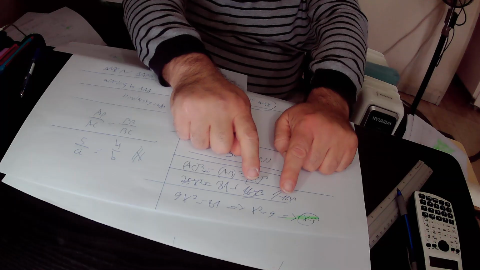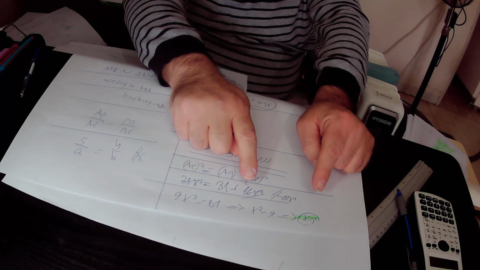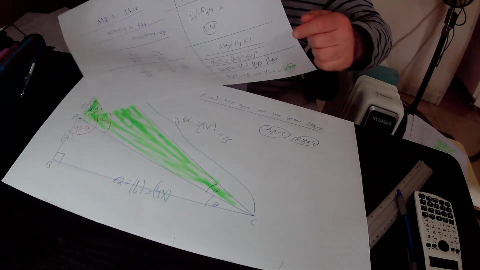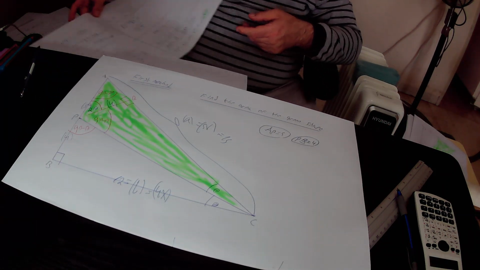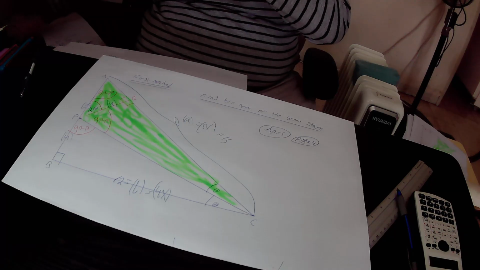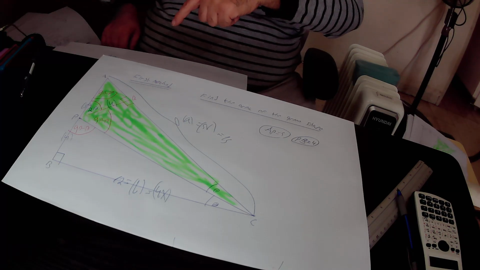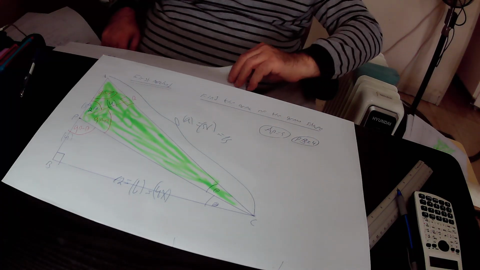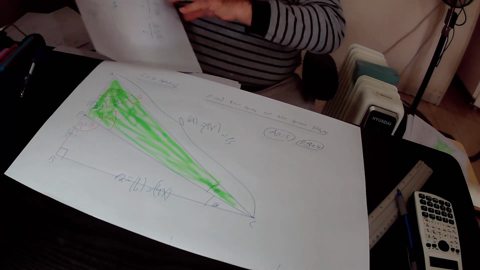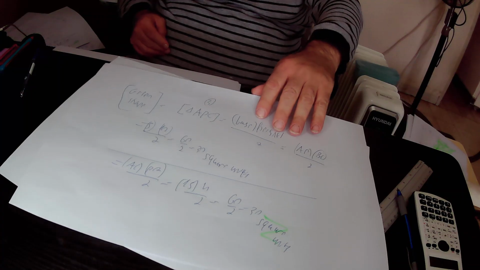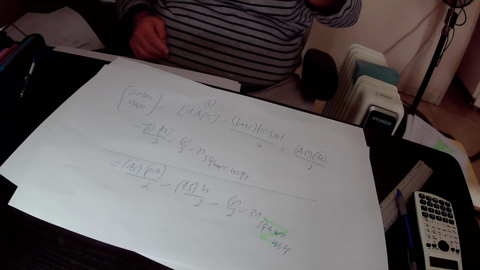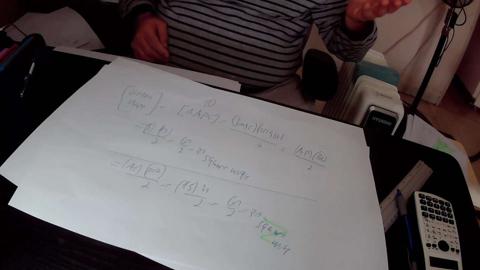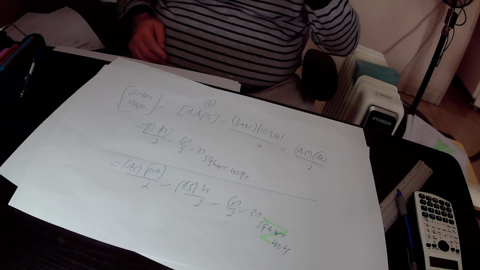Here we took the square root of both sides and found that x equals the square root of 9, that is 3, so x equals 3. Our task is to find the area of this green shape. What is the green shape? The green shape is actually the green right triangle ABC. What is the area of the green triangle ABC?